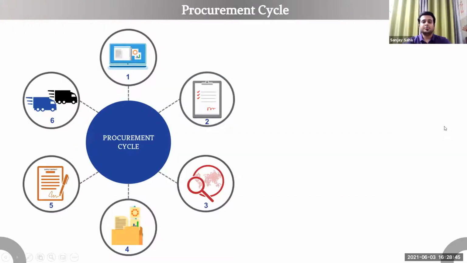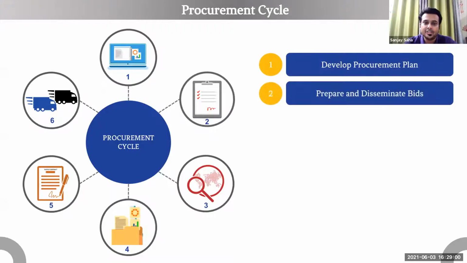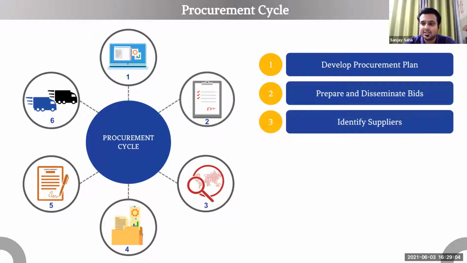Okay, so let's begin this discussion with the procurement cycle. I'm sure all of you who are going through module 5 have seen this graphic, but let me rephrase it so that we can set a context for today's discussion. So we develop a procurement plan. Based on the plan, we prepare and disseminate the bids. Bids are the tenders that you're going to be floating for the suppliers.